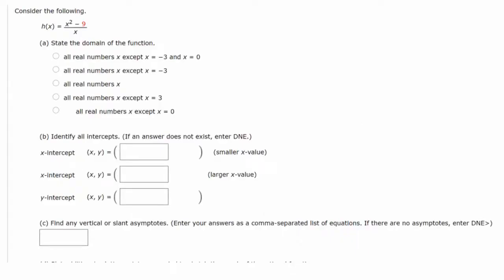Let's do one more. Let's consider this rational function, x squared minus 9 divided by x. Again, we can simplify the top. The top can be factored. I see that's a difference of squares, but the bottom is just x, which is already simplified. So even though we can factor the top, it's not going to help us simplify.